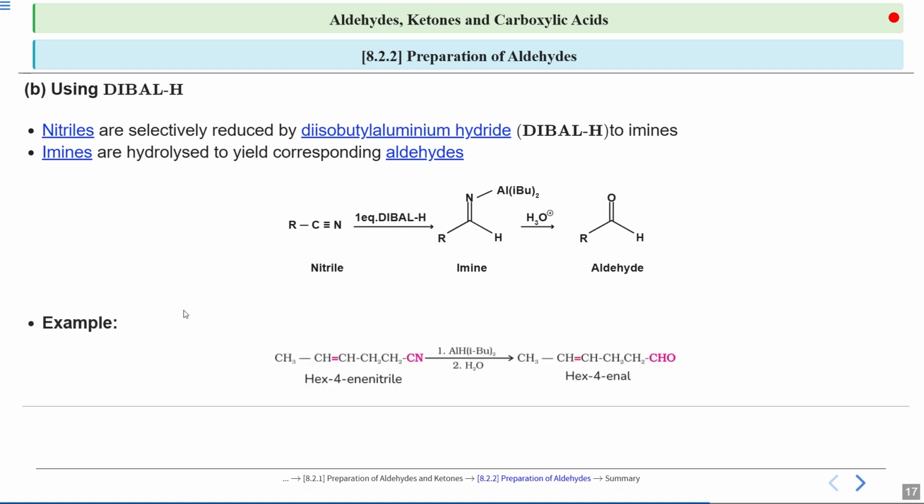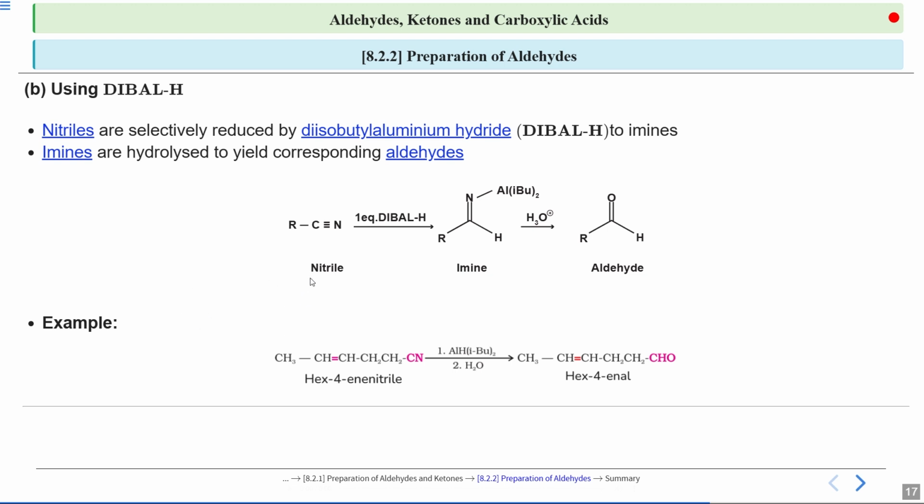For example, if you see over here, this is hex-4-enenitrile. So this is a CN group which is attached. How many carbon atoms if you count? 1, 2, 3, 4, 5, 6. 6 carbon atoms. The root word will be hex. Okay, so hex-4-enenitrile because this is a double bond.